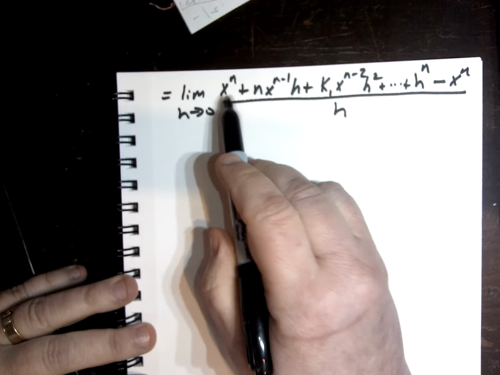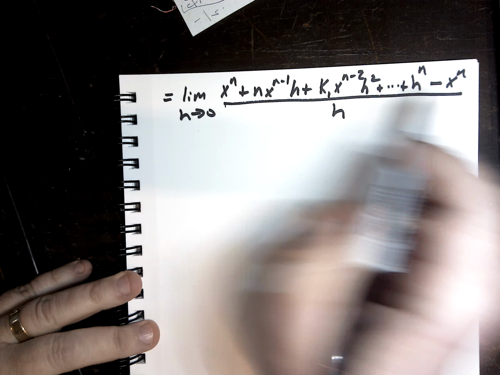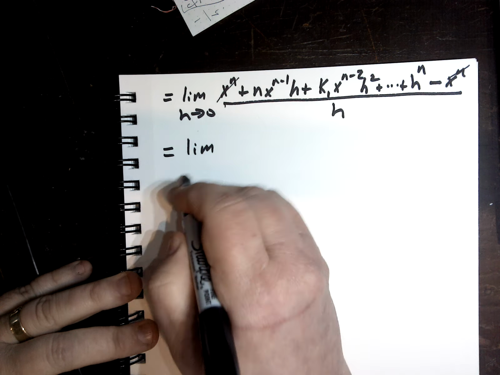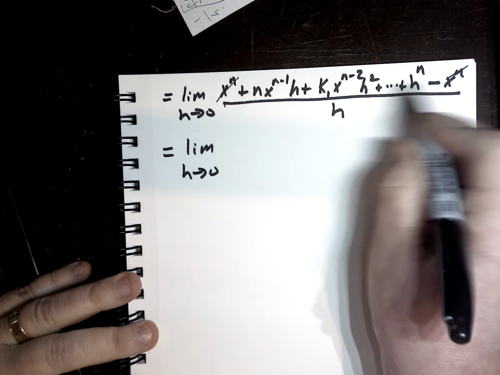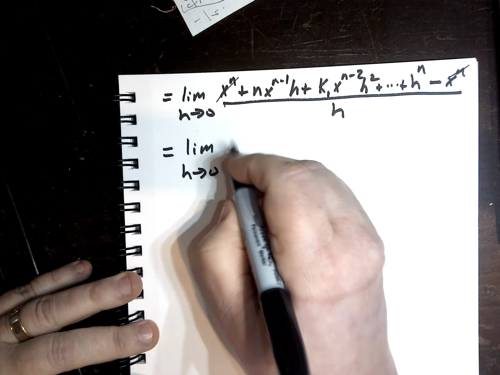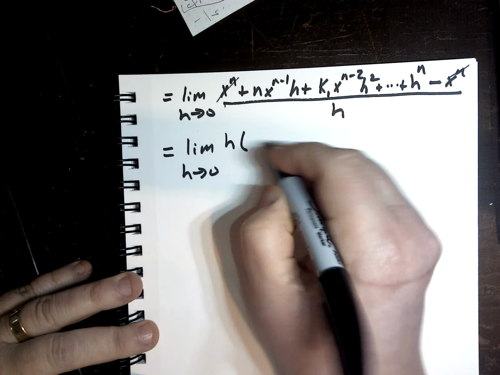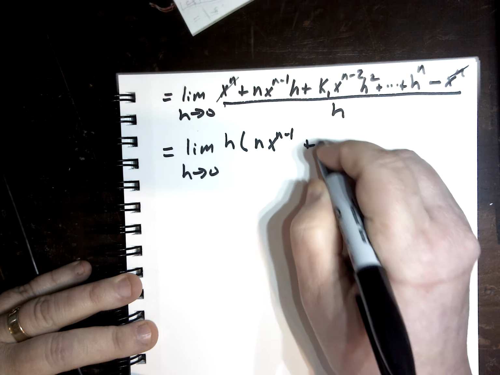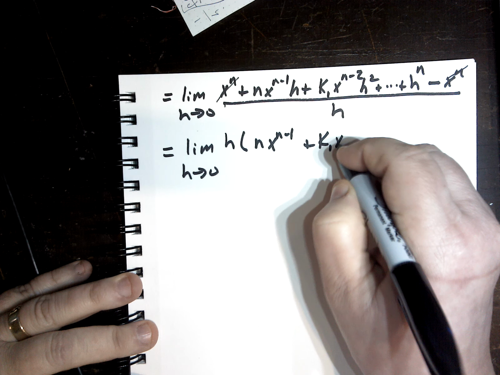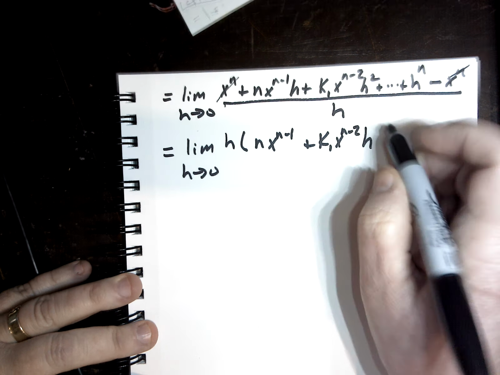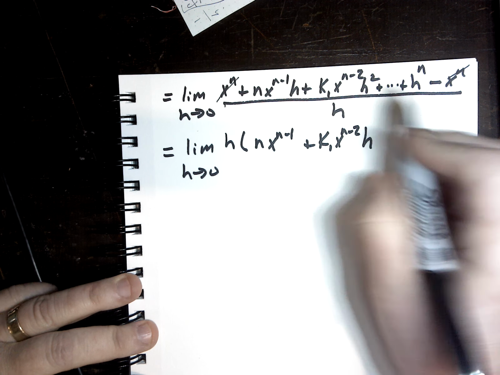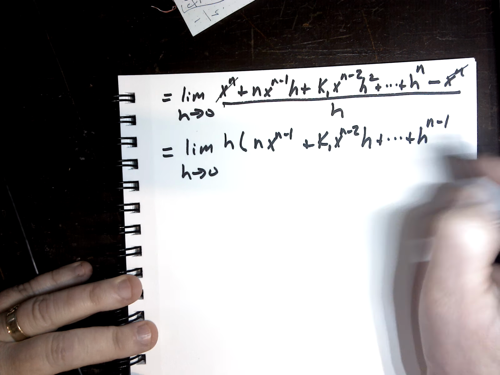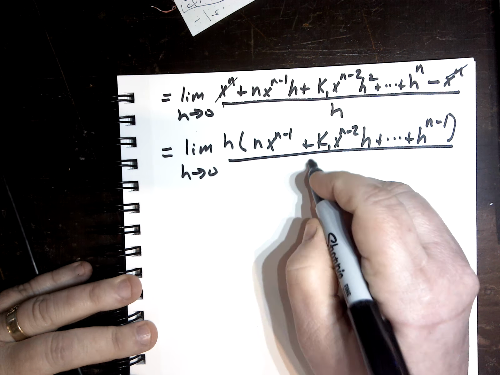Now, x to the n at the beginning minus x to the n at the end, they cancel out. And I can pull out an h from the leftovers. Everybody else has at least one h. So I have h times n times x to the n minus 1 plus the constant I didn't care about, x to the n minus 2 times an h. Because that's squared, I still have an h. On out to h to the n minus 1, all over h.